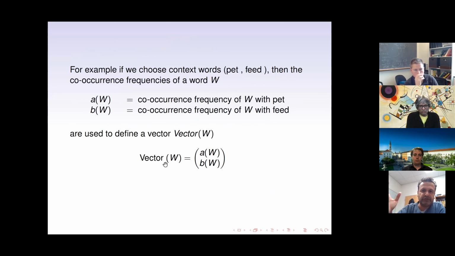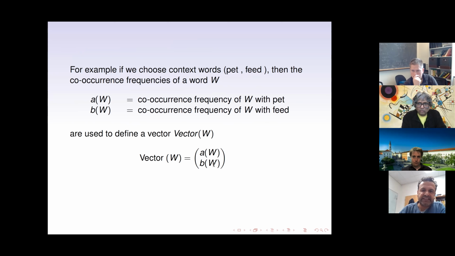For example, imagine you're looking at a collection of books and you take pet and feed to be two context words. Then you look at your word of interest, W, and you ask, how many times does the word W appear in a 5-word window of pet? So within left or right, or within 5 words of the word pet. That's a number, a frequency. Then you do that with the word feed, and you get a vector: one entry for the co-occurrence of W with pet, one with feed.